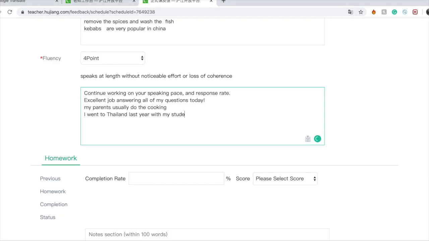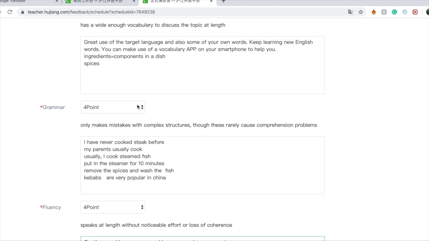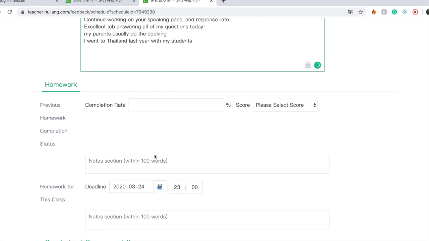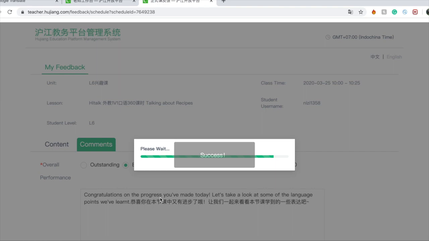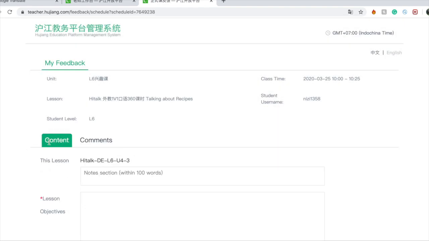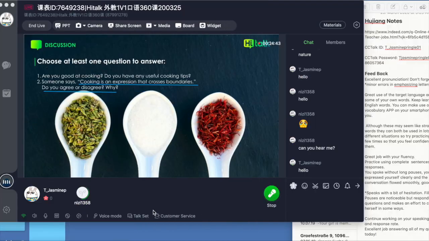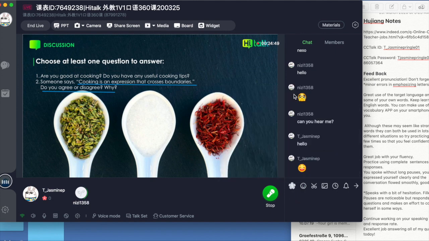I have never thought about the question, but I think I agree, because for example barbecue is from other countries, but barbecue is not originally from China. I think it's from other countries, but barbecue is also popular in China now. So I think that's the best example that cooking is an expression that crosses boundaries.